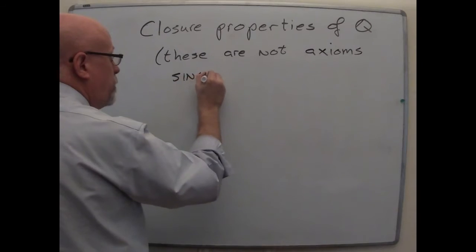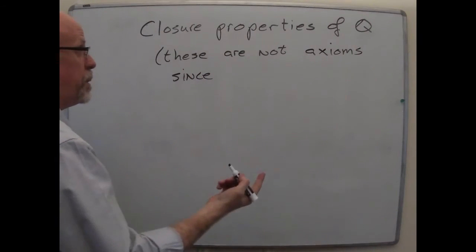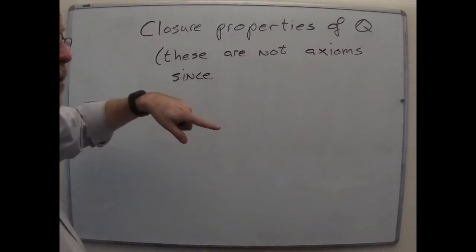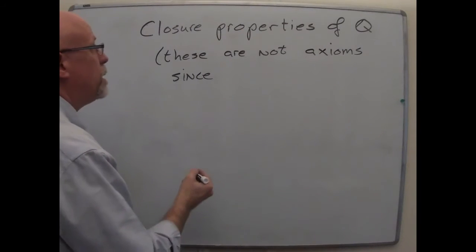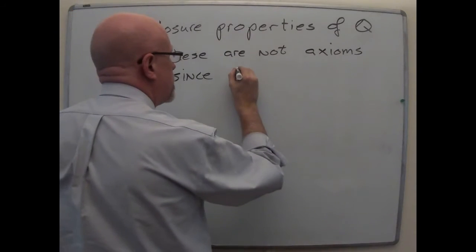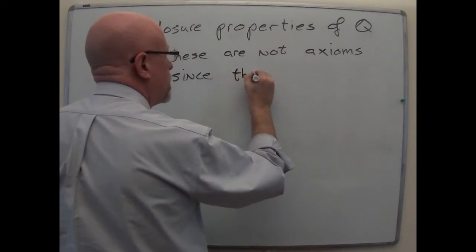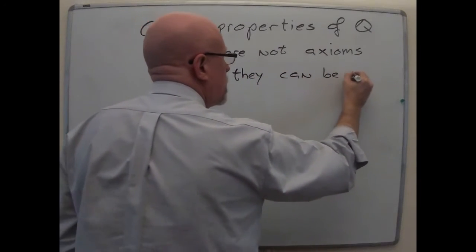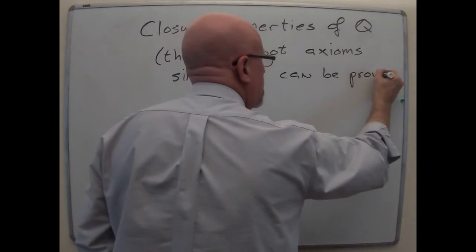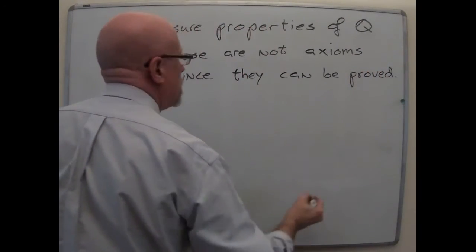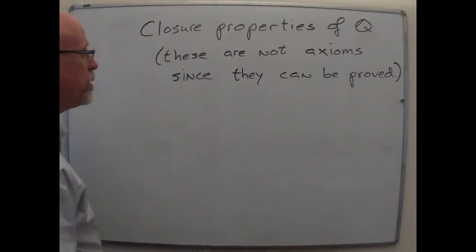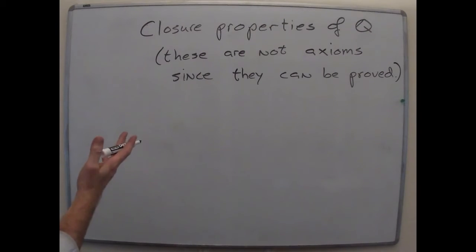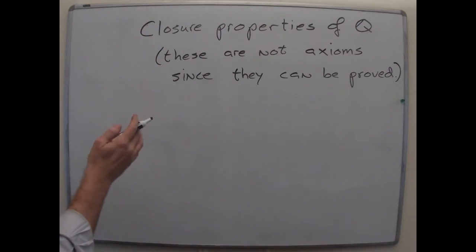We can prove them using the closure axioms for the integers, because the rationals are defined in terms of the integers, and so we use that. But the idea, I guess that's the end of the parenthesis. The idea is that, well, the statements I want to say will look like this.